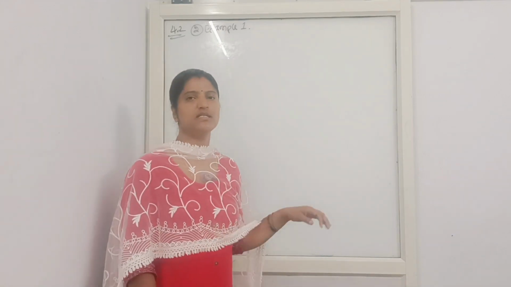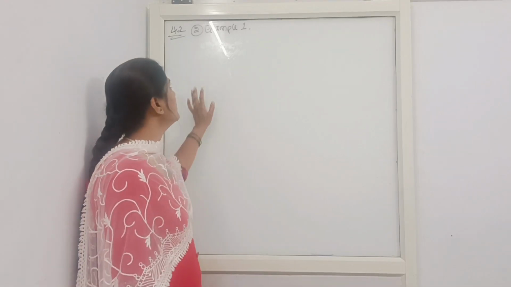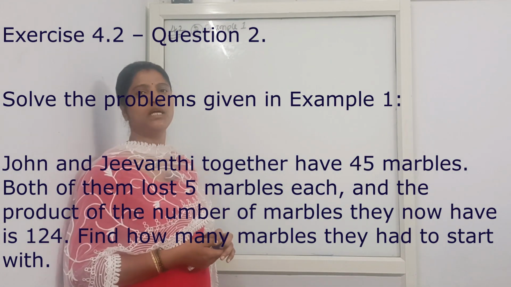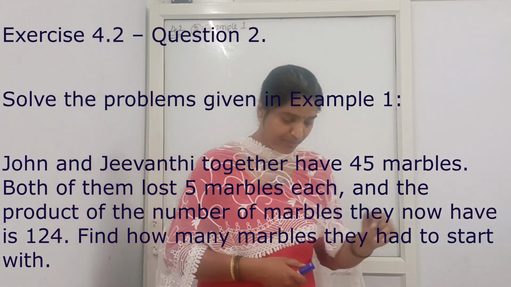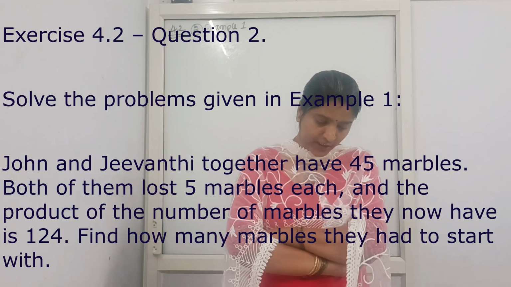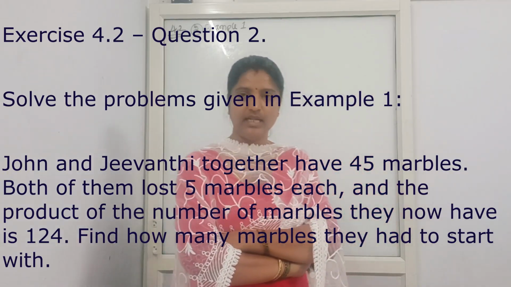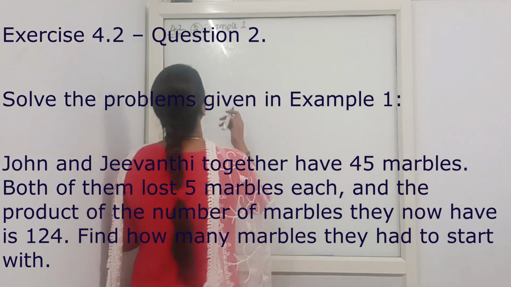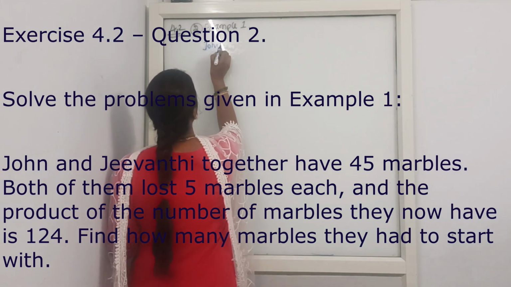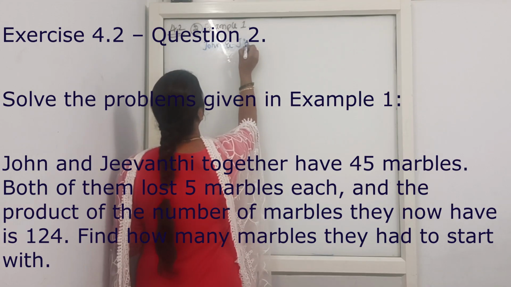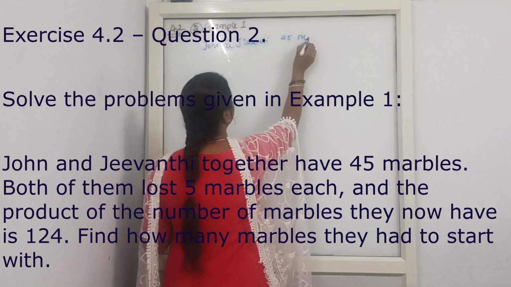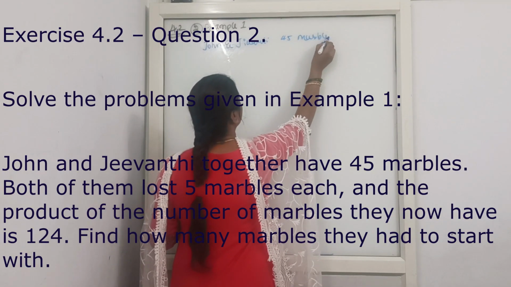Then we'll see exercise 4.2, second main example 1 in the textbook. In the textbook example 1, John and Jivanti together have 45 marbles.